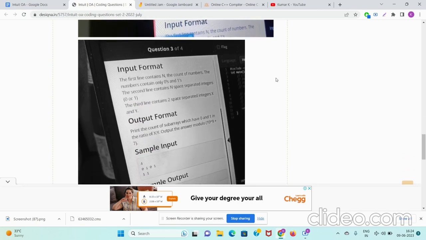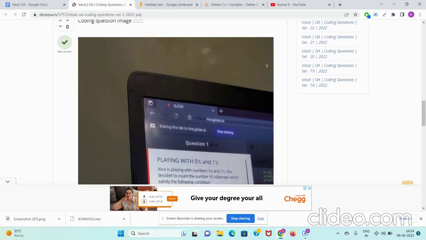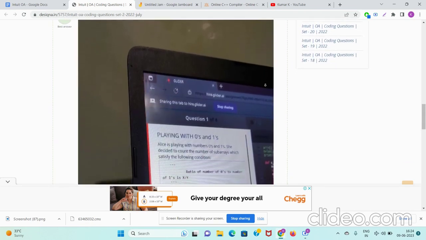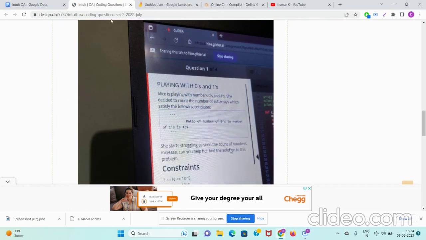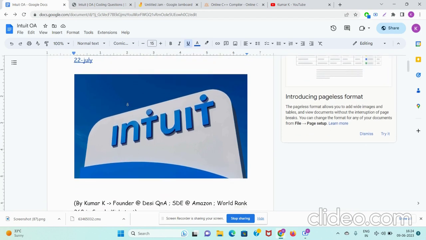This is such a brilliant, interesting problem. I'm surely going to add this to my course. If anyone does this problem, their concepts of hashing for any OA will be super strong, be it Google OA, Amazon OA, or Microsoft OA. This problem is so important for people who are trying to improve their DSA thinking skills in the hashing topic. So, what is the question telling us?